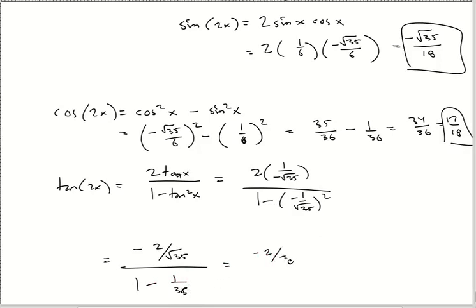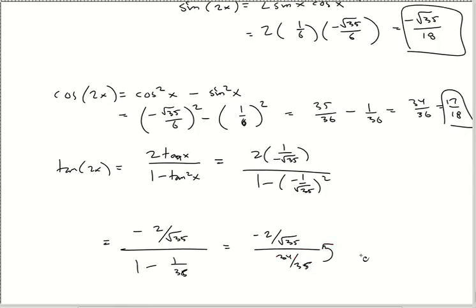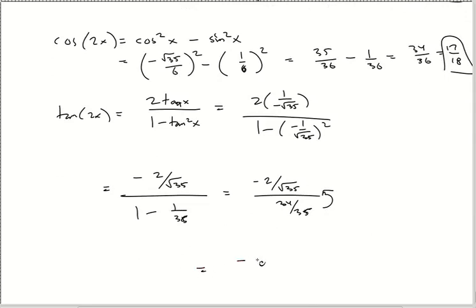I want a common denominator for the bottom. So then that would be 35 over 35 minus 1 over 35, which is 34 over 35. And you can certainly simplify this a little bit more. There's a lot you can do to simplify it.